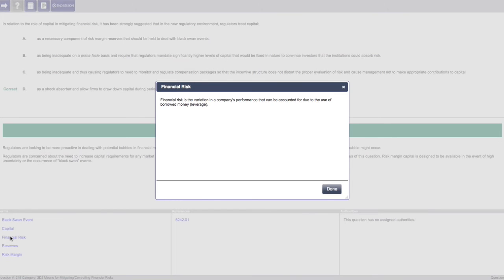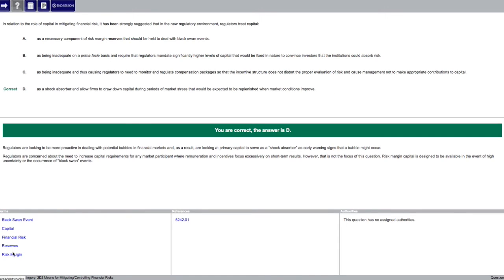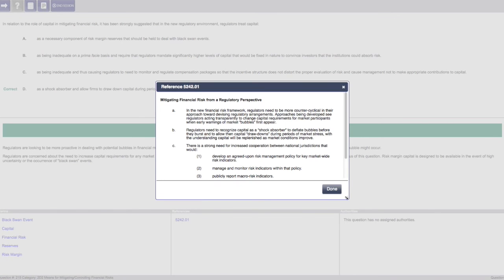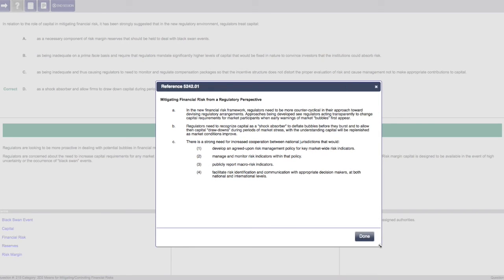Financial risk is the variation in a company's performance that can be accounted for due to the use of borrowed money or leverage. Financial risk. Reserves. Risk margin is a component of insurance reserves that is established in addition to best estimate reserves. And we have our text. If you're watching the video, you can hit pause. But again, capital is a shock absorber that helps to deflate bubbles before they burst.